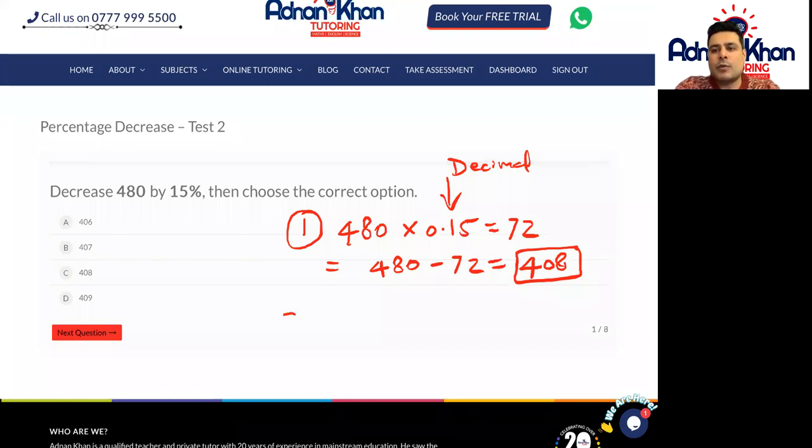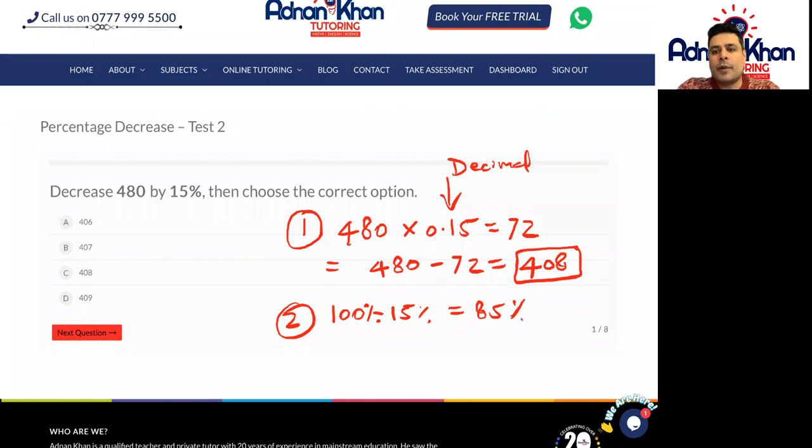The second way to work this out is to take away 15% from 100%, because remember, percentages are always out of 100, and that gives us 85%. So just take away 15% from 100%, and that gives us 85%.